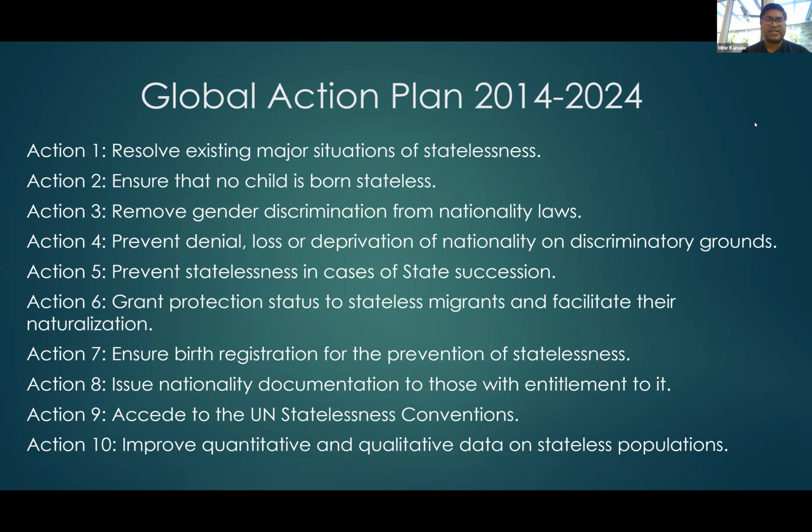Number five, prevent statelessness in case of state succession. Sudan, South Sudan, Eritrea, Ethiopia examples. Number six, grant protection status to stateless migrants and facilitate their naturalization. Number seven, ensure birth registration for the prevention of statelessness, such as the case is in Afghanistan and Syria today, where a lot of statelessness is simply the result of the conflict and lack of administrative procedures.